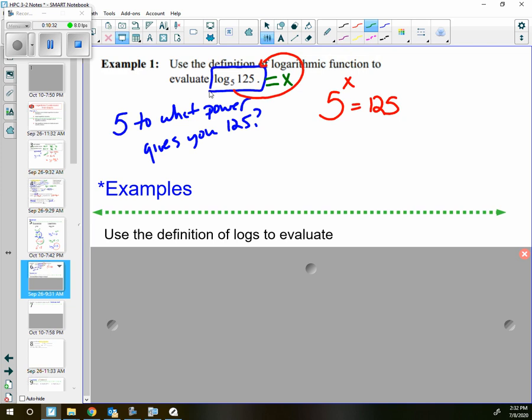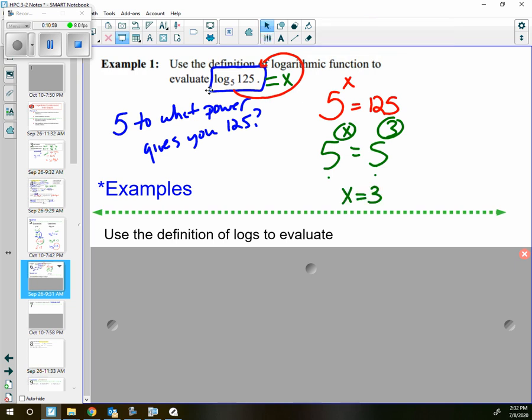So is 5 or some power of 5 equal to 125? Well, it sure is. It's 5 cubed. So we can use that one-to-one property that we talked about from before. So 5 cubed is 125. So you can think of it like this: 5 to the what equals 5 to the third. Remember, when they're equal and the bases are the same, then the powers must be the same as well. This would have to be equal to 3. So we'd have a really nice way to do that if those numbers are easy.